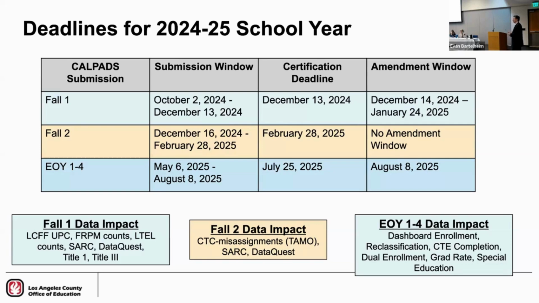And then fall two, this is primarily your CTC, your Commission on Teacher Credentialing data that goes into the TAMO data, which now appears on the dashboard, right? So all these are really important. And then finally, the end of year where you get the biggest impact on the dashboard. So you definitely want to have that.